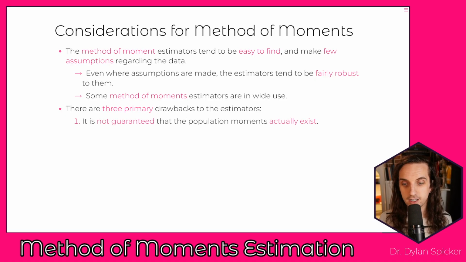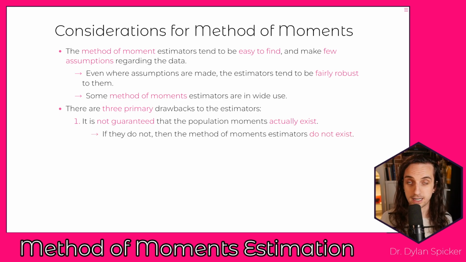The first is that it's not guaranteed that the population moments actually exist. So there's not a guarantee that the expected value of x or the expected value of x squared or the expected value of x cubed or so on are actually convergent integrals. And as a result, we don't even necessarily have population moments. And without population moments, you can't perform this type of technique, right? So you can't use method of moments if the moments do not exist. Now, this tends to not be a huge problem in practice, but it is something that we need to contend with.